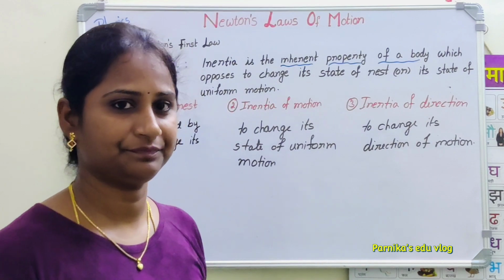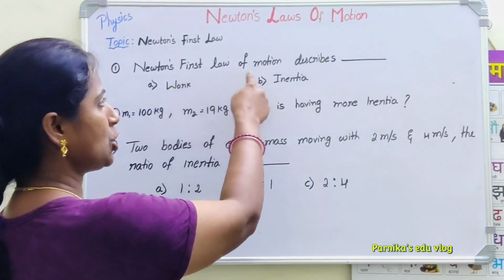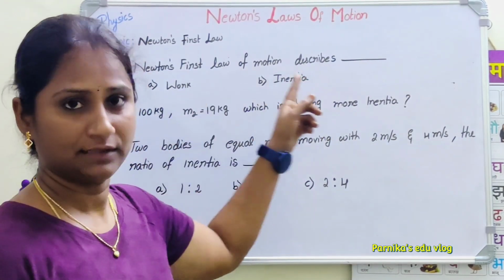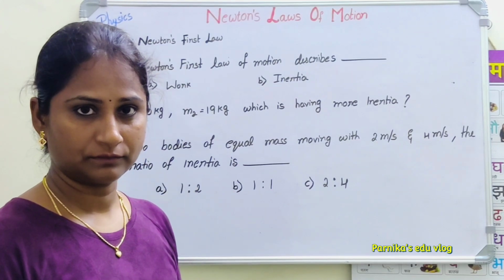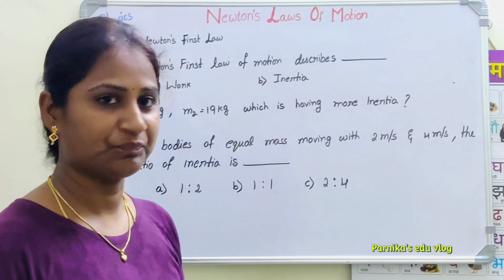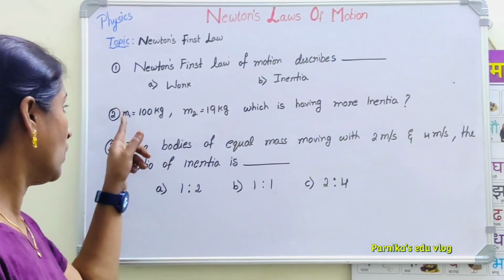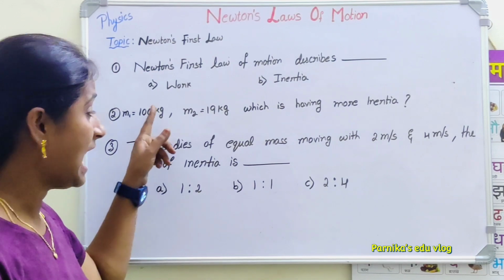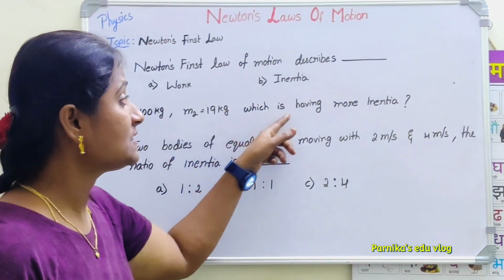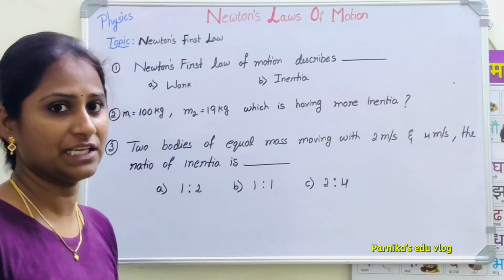Yes. Very good. The first question is, Newton's first law of motion describes what? Options are work, inertia. What is the answer? You have to put it in the comment box. Next question is, there are two masses. One mass is 100 kg and the second mass is 19 kg. Which mass has more inertia?